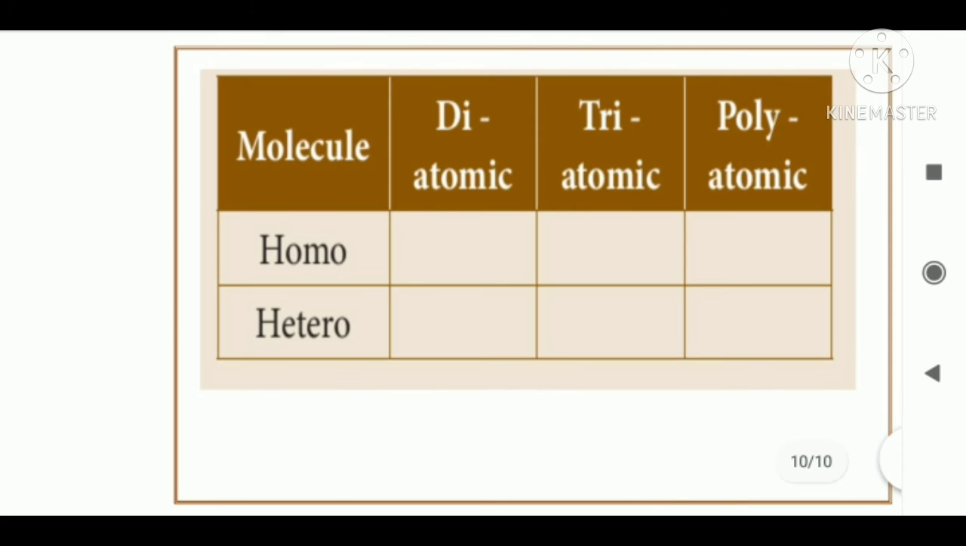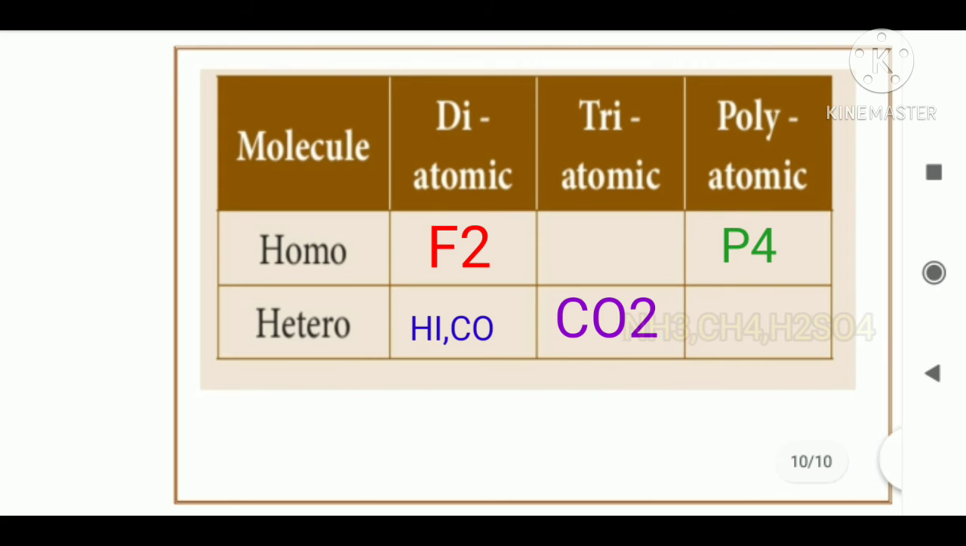Then the table follows. The molecules are classified as diatomic, triatomic and polyatomic. First is the example of diatomic molecules. That is a homodiatomic molecule, because 2 fluorine atoms are attached, which are the same atoms. Another example is heterodiatomic molecules. Hetero means different atoms attached. That is HI and CO. Both have different atoms attached, so that is an example of a heterodiatomic molecule.